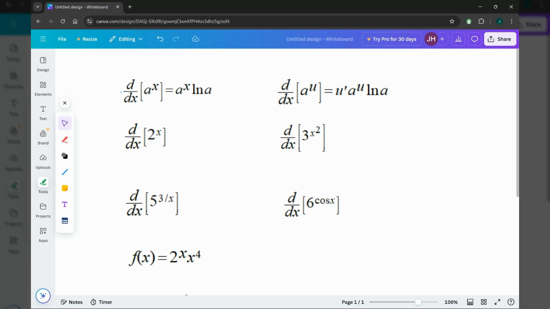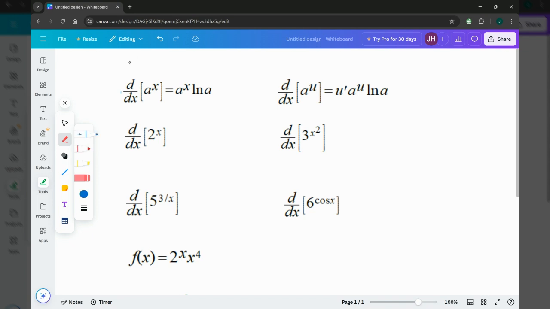This is the Herm Dog, and today we're going to talk about derivatives again. But what about exponential functions that have a base that's not e? In fact, these formulas could work if the base was e as well.